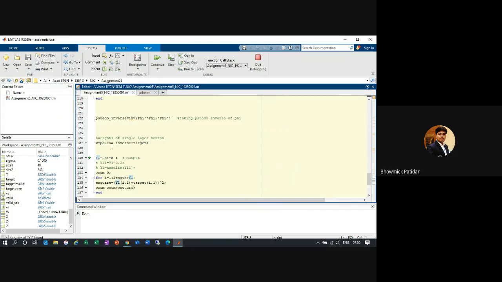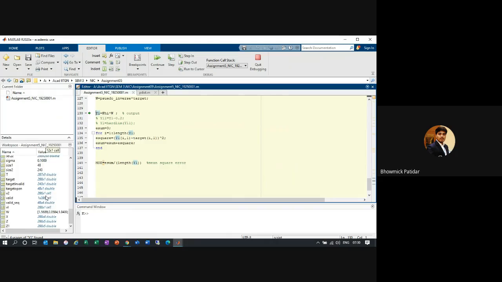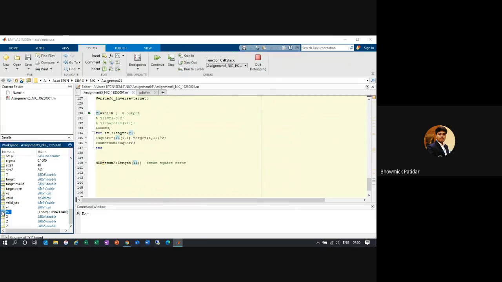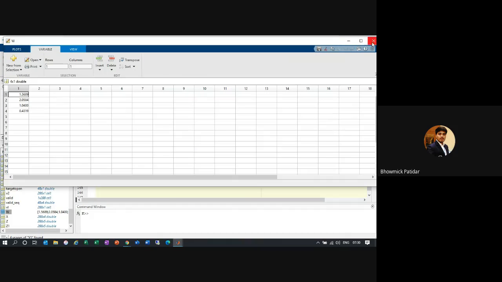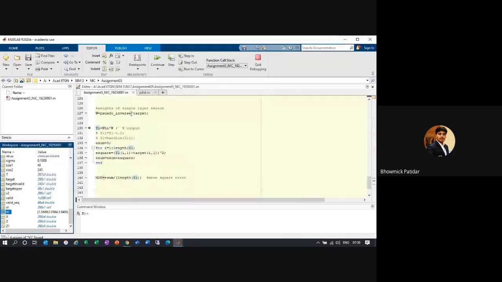Now we get this pseudo inverse, which is 4 cross 288. The target is 288 cross 1. So we have a W matrix of 4 cross 1. We'll have 4 weights corresponding to the 4 Gaussian function outputs, which will be summed together to give an output. So here we have our 4 weights. In this problem, we only require a single neuron, which will have 4 different weights, and the output is equal to the product of phi, the Gaussian function matrix, and W.